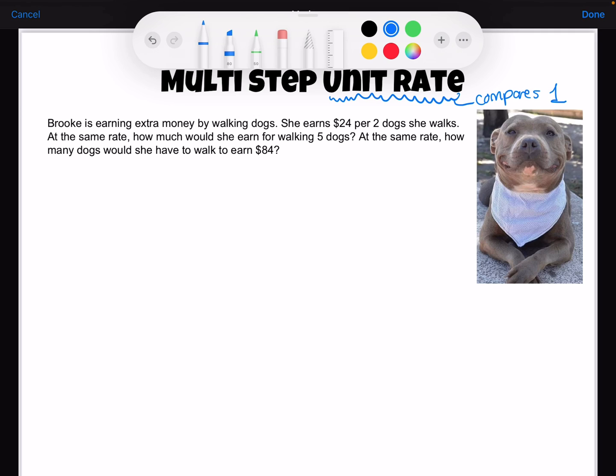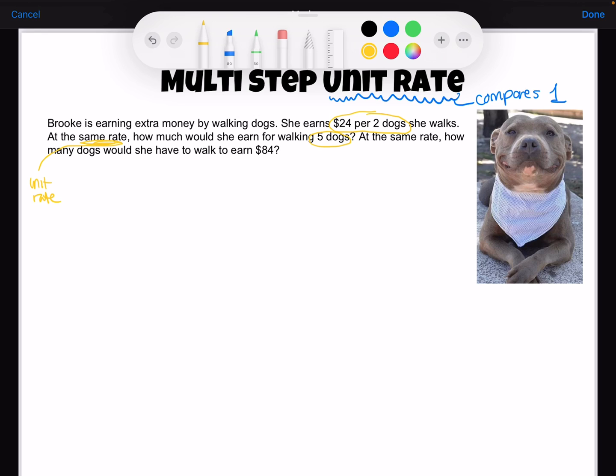So Brooke is earning extra money by walking dogs. She earns $24 per 2 dogs she walks. I'll circle that. That looks important. At the same rate, that's a keyword that tells us that we are doing a unit rate problem. How much would she earn for walking 5 dogs?